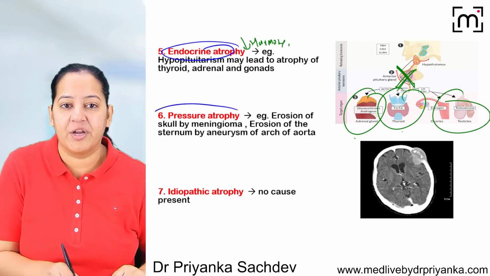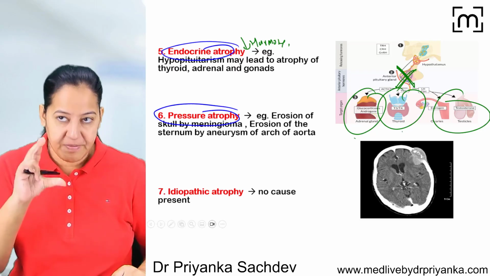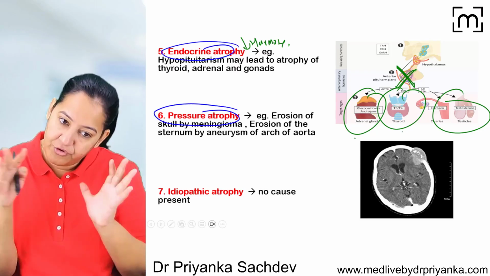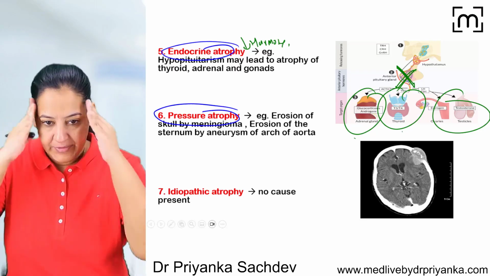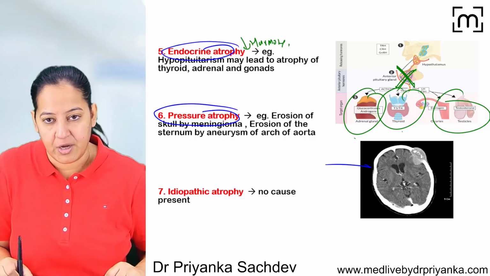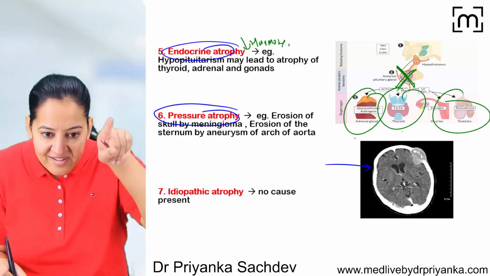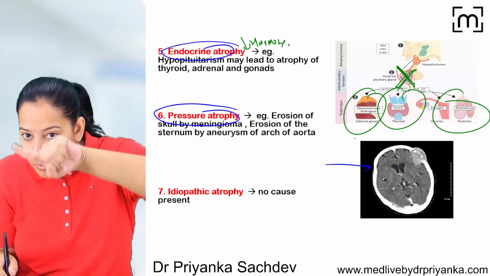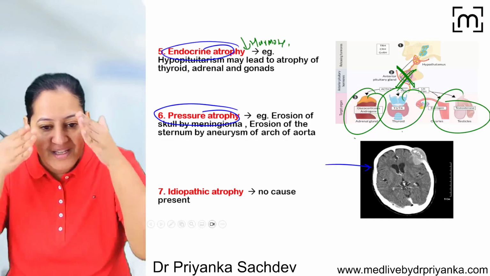The next is pressure atrophy. What is pressure atrophy? Due to the pressure of one organ, the other organ is reduced in size. You can see the imaging of the brain. Can you see the white color is the skull bone? I'm having a skull bone. Can you see the white color? Now here we have the meninges.